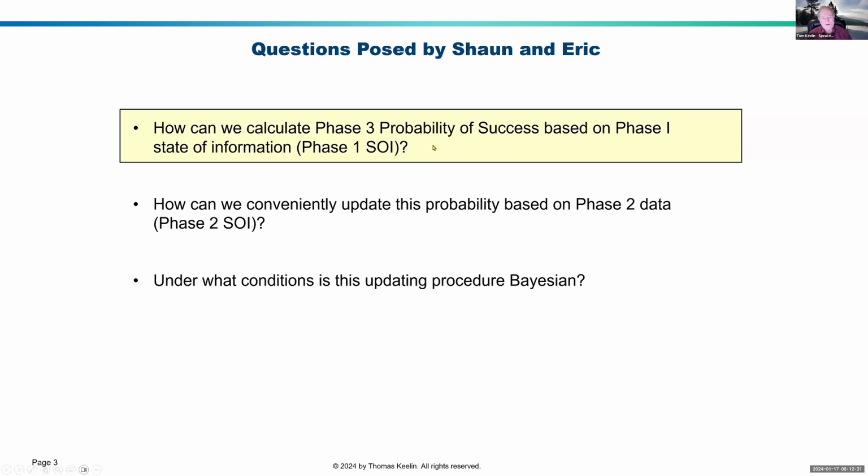And there are 2 versions of it I'm going to look at. First, probability of success of phase 3 based on phase 1 information only. In other words, if you only had the phase 1 information, what probability of success might you be able to derive from that using reasonable approaches? And then secondly, once the phase 2 information becomes available, how can we conveniently update this probability of success based on phase 2 data, that is the phase 2 SOI, state of information? And then the last question I'm going to address is, I'm going to give a simple closed form procedure for doing this updating, and the question really is, is this Bayesian, or under what conditions is this procedure that I've presented Bayesian? And we will address that at the end before the Q&A period.